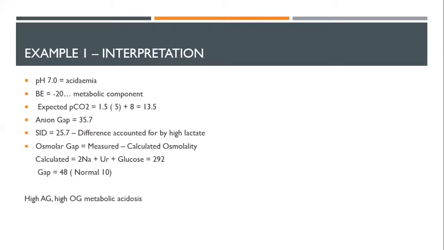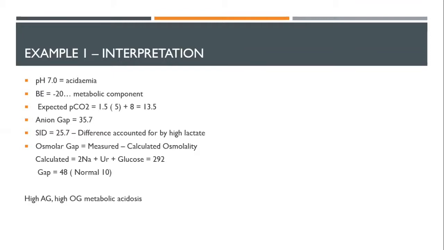So there's some unmeasured substance that's contributing to the situation. So there's some unmeasured organic acid that is increasing the anion gap and decreasing the strong ion difference. And the clue that they give you is that they've given you a measured osmolality. And when they do that, you should always calculate the osmolar gap. And you do that by taking the measured osmolality minus your calculated osmolality.